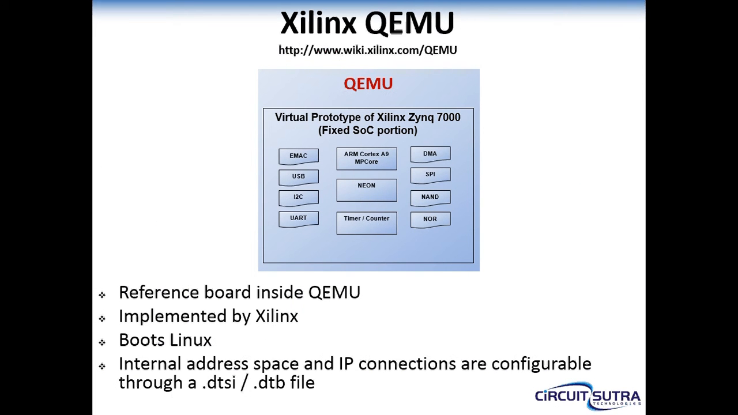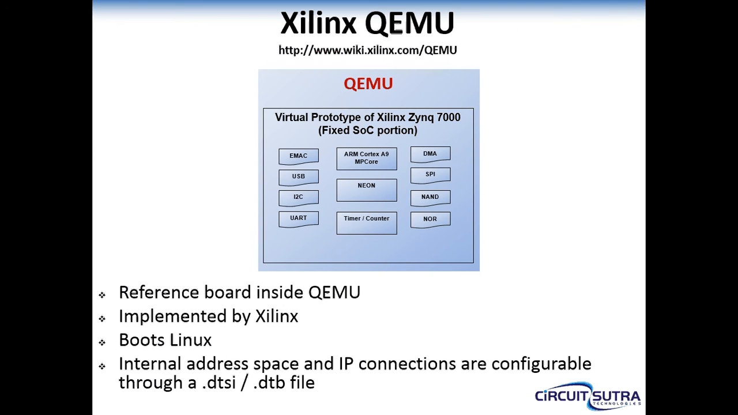This is one of the reference boards, Xilinx Zynq 7000, available inside Qemu. This reference board is implemented by Xilinx and is capable of booting Linux. It uses Qemu's ARM Cortex A9 MPCore with several Qemu-based IP models. Address space and IP connections of this board are configurable through a device tree source or .dtsi file, which is compiled to a .dtb or blob file and provided while bringing up the board.